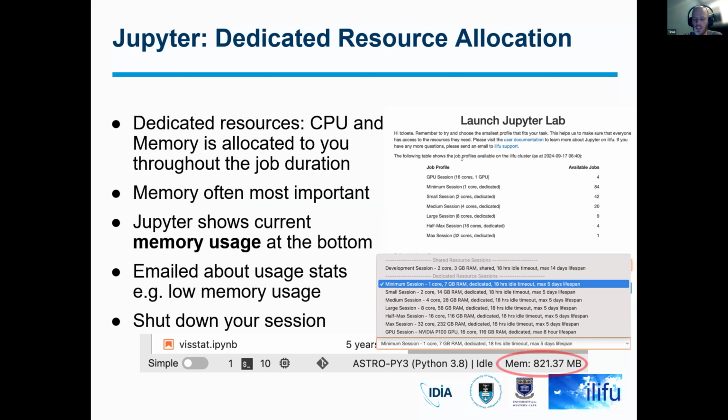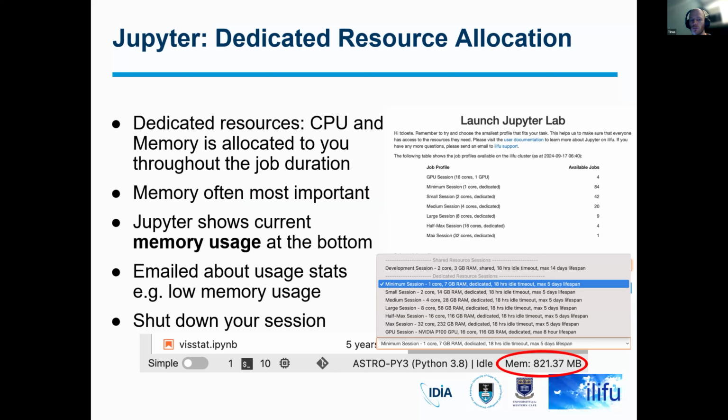Let me see if I can highlight it here. When you're actually running Jupyter, we show the maximum memory that has been used in a session. The idea here is to give you information that will help you pick the right size of session. So if you're running a session that uses a lot of RAM, you can get a more accurate idea of how much actually was used, so you can pick the appropriate amount of resources for future sessions.